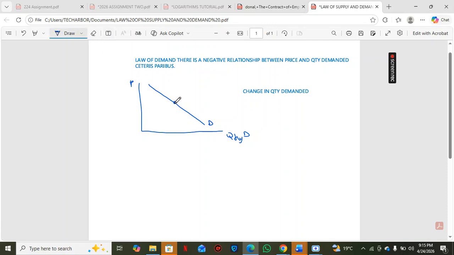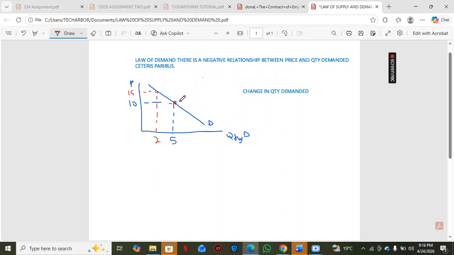Let's say, for example, the price of bread is 10 kwacha. At 10 kwacha, you're able to buy maybe 5 loaves of bread for the household. Now, if the price of bread increases from 10 kwacha to 15 kwacha, bread becomes more expensive to you and you're going to buy less bread. Maybe you'll now be buying 2 loaves of bread. So this is a change in quantity demanded.